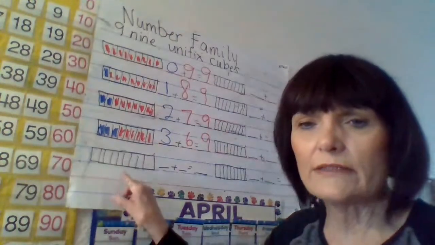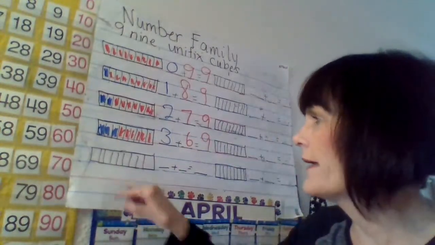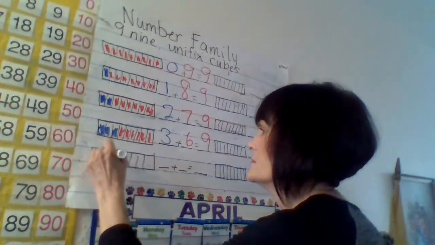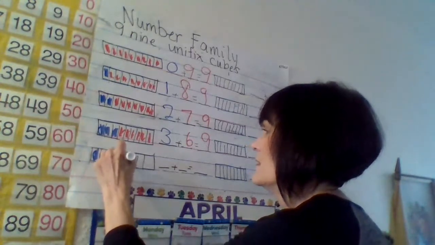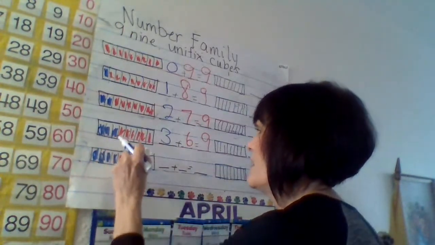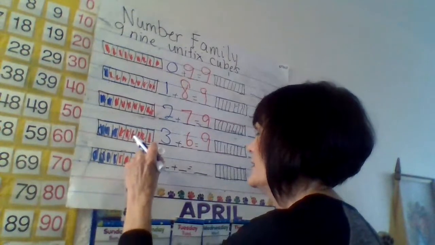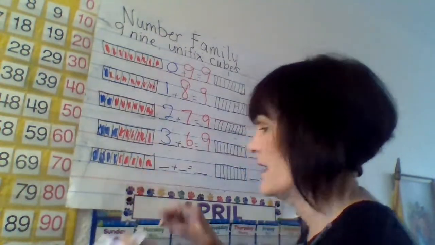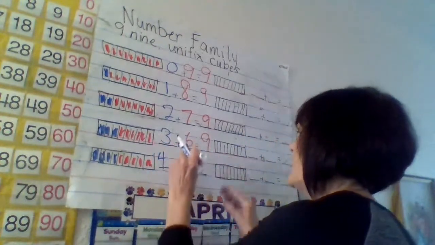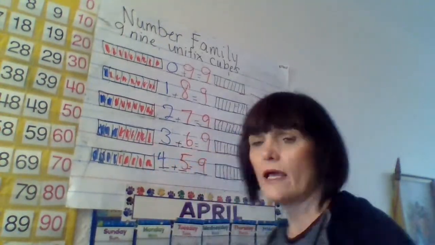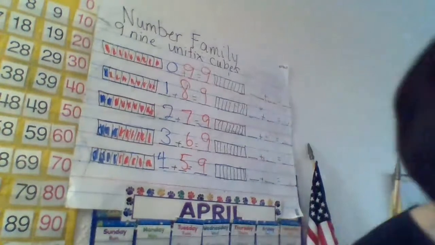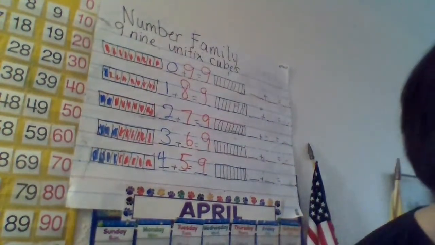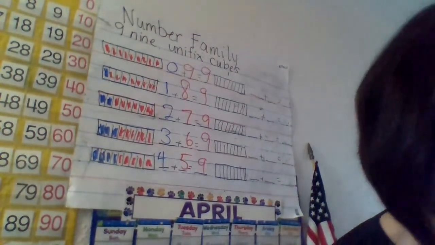All right, here we come down to the bottom of this row, and I'm going to do 4 blue and 5 red. Let's see. 1, 2, 3, 4, 5, 6, 7, 8, 9. 4 blue, 5 red equals 9. Good job, everyone, for knowing that. This number family thing is a fun game to play.